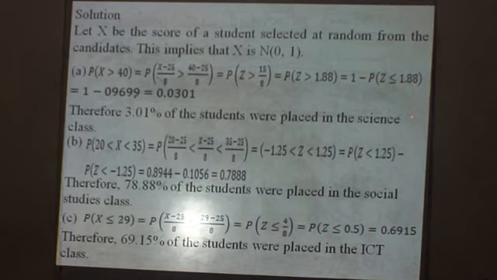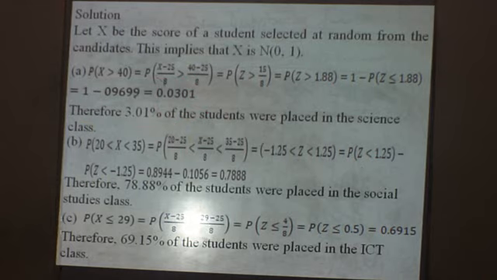And the value that will be read there will be 0.9699. So when we subtract 0.9699 from 1, we will end up getting 0.0301. So that is the probability of a student scoring more than 40. And that means the probability of the student being placed in the science class.